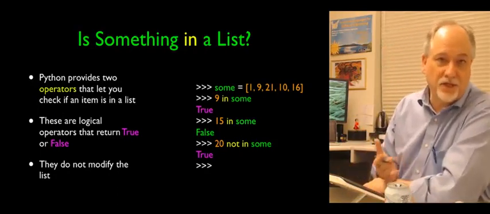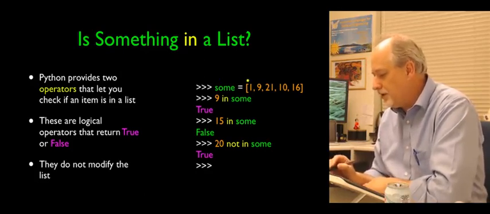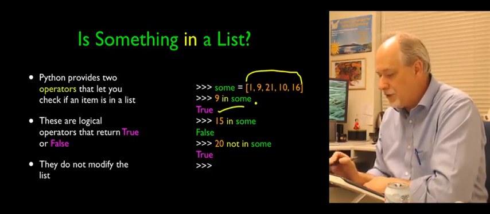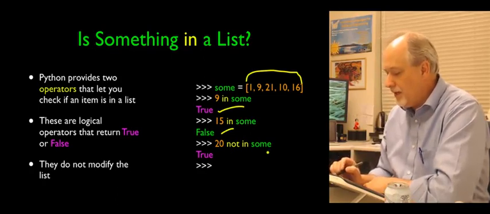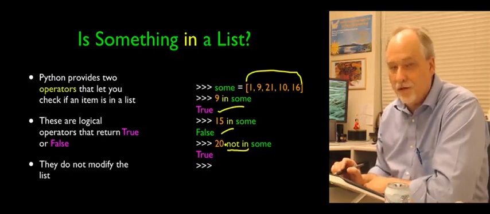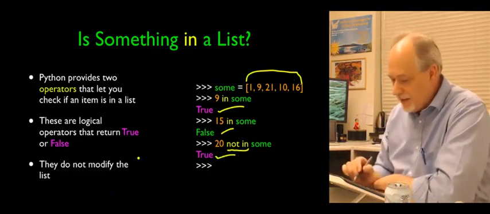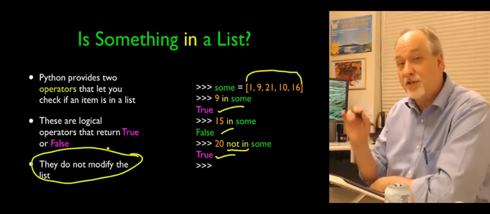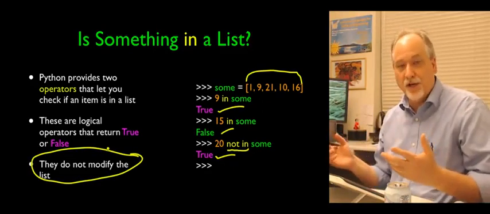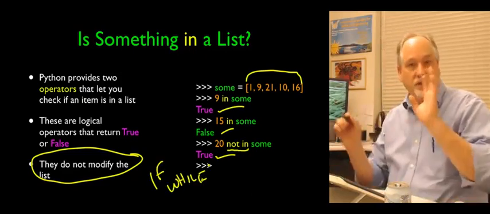We can ask, much like we do in a string, if an item is in a list. So here's a list called sum with these numbers in it. It's got 5 numbers in it. Is 9 in sum? True. Yes, it is. Is 15 in sum? False. Is 20 not in sum? That's legal syntax. Yes, it's not there. Okay? They don't modify the list. They're just asking questions. These are logical operations, often used in if statements or while, some kind of logic that you might be building.